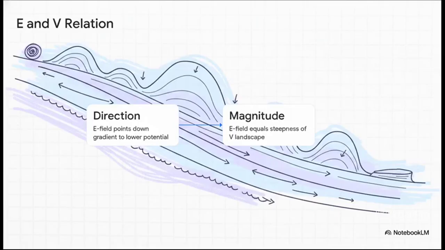This leads us directly to the beautiful mathematical relationship between the electric field E and the potential V. E equals negative dV over dr. But what does that actually mean in plain English? It means that the electric field represents the spatial rate of fall of the potential. Basically, the field always points straight downhill toward the lower potential. And its magnitude, its strength, perfectly matches the steepness of that potential landscape.